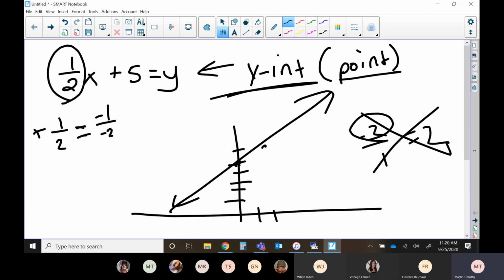-1 over -2. Why? What happens when you have a negative and a negative? They make a positive, and still it's only worth a half. But what does this slope tell me that I can do from this point? Instead of going up and to the right, what's it tell me I can do? Go down 1 and back 2, and boom, you're still on that line. Did that make sense? Questions? So why are we going back to this? Because we're going to graph this. Oops.